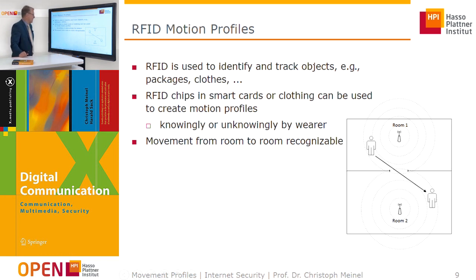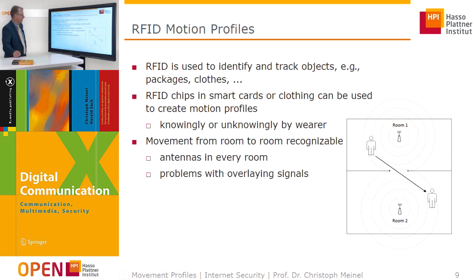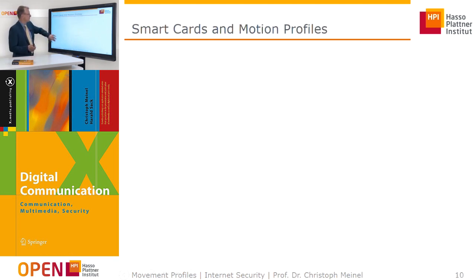With these receivers, with this RFID, it's also possible to get movement data inside buildings. Inside buildings, GPS is not working. So here, with the RFID chips and responders, movement inside a building can also be recognized. For that reason, antennas need to be installed in every room, and sometimes there are problems with overlapping signals, but in principle it's possible.